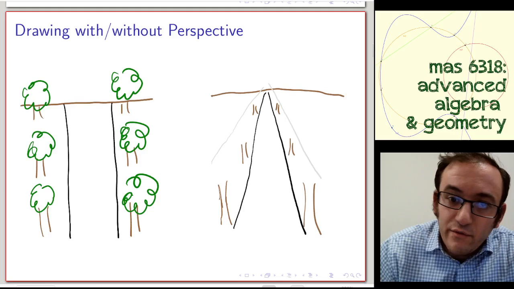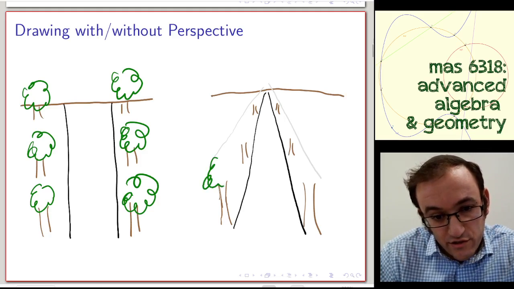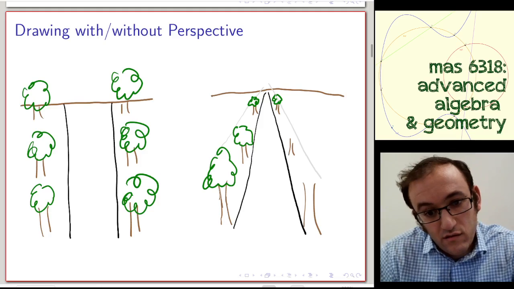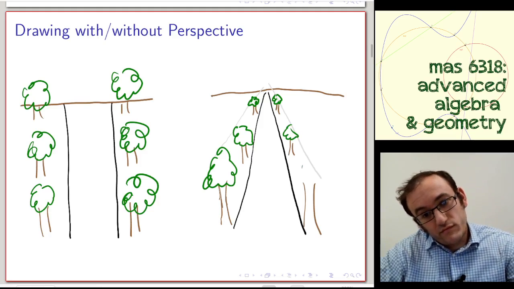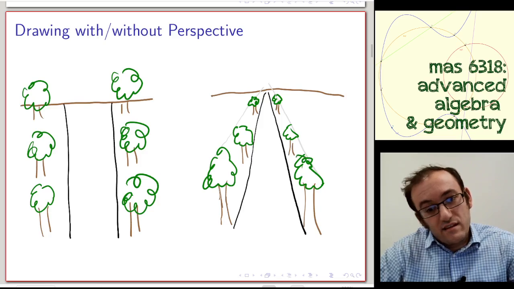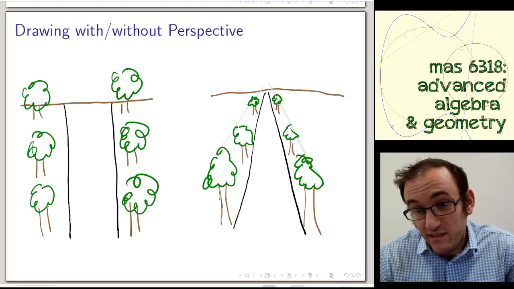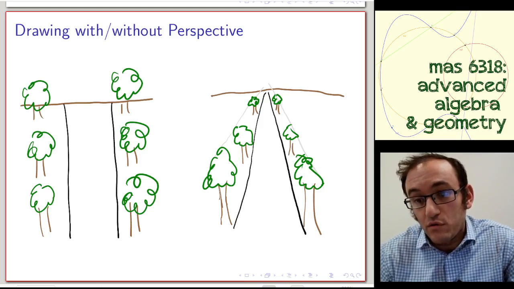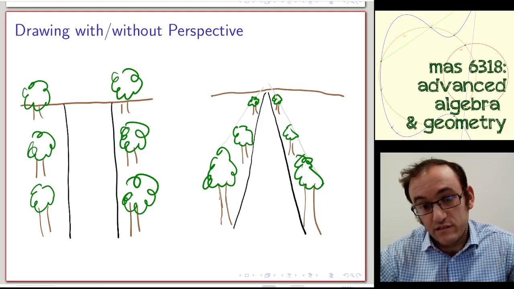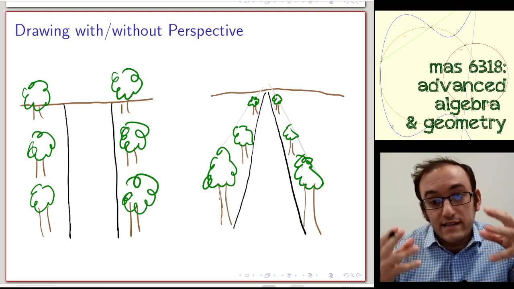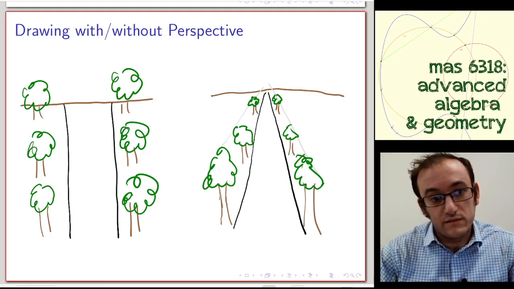Okay. And now we can do the tree branches, or the leaves. Okay. And you can see that even though I didn't get any more talented as an artist, the picture on the right looks a lot more realistic. Okay, it looks a lot less like a conceptual cartoon and a lot more like somebody's actual view of the real world.